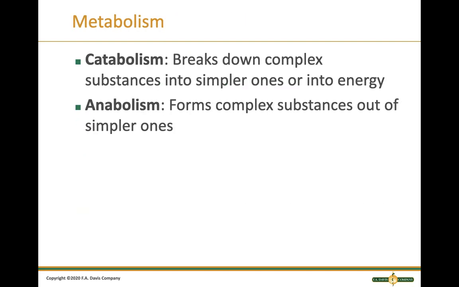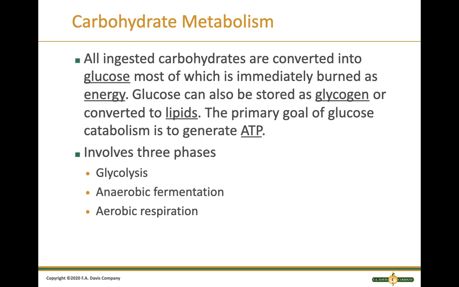Alright, metabolism, just to review, consists of catabolism, which is breaking down complex substances into simpler ones or into energy, and then anabolism is forming complex substances out of simpler ones. So those are the two broad categories of metabolism. Now we're going to talk about metabolism of certain nutrients. So start with carbohydrates. All ingested carbohydrates are converted into glucose, most of which is immediately burned as energy.